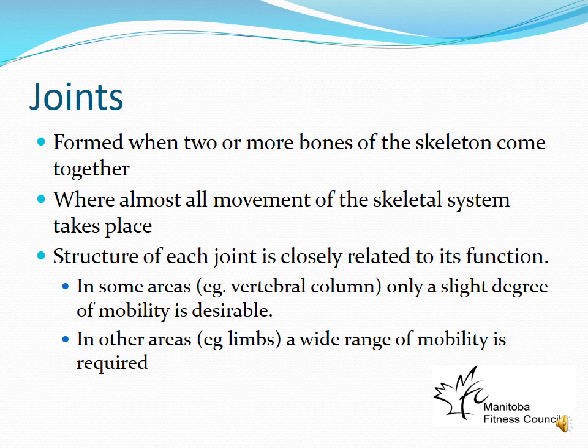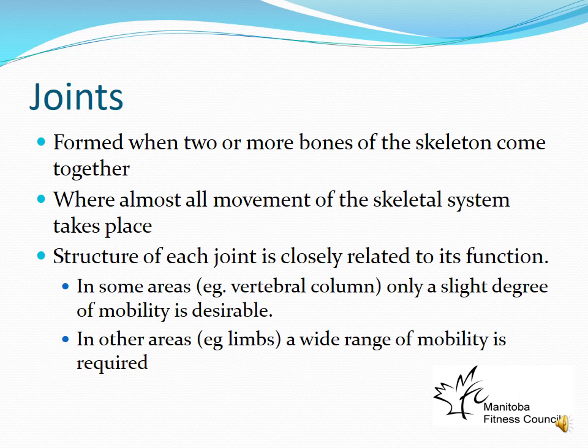So let's start talking about joints. Joints are formed when 2 or more bones of the skeleton come together. So these are our joints. Almost all the movement in the skeletal system takes place at a joint. What is really happening there is you have 2 bones that come together and you have a muscle that will move those 2 bones.